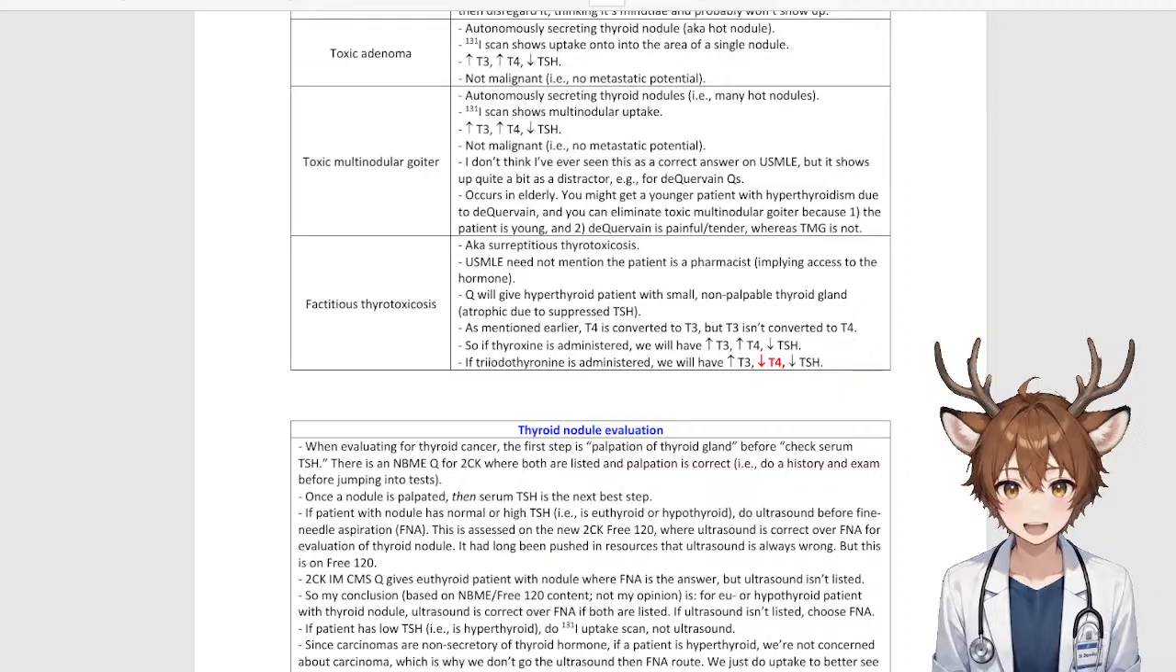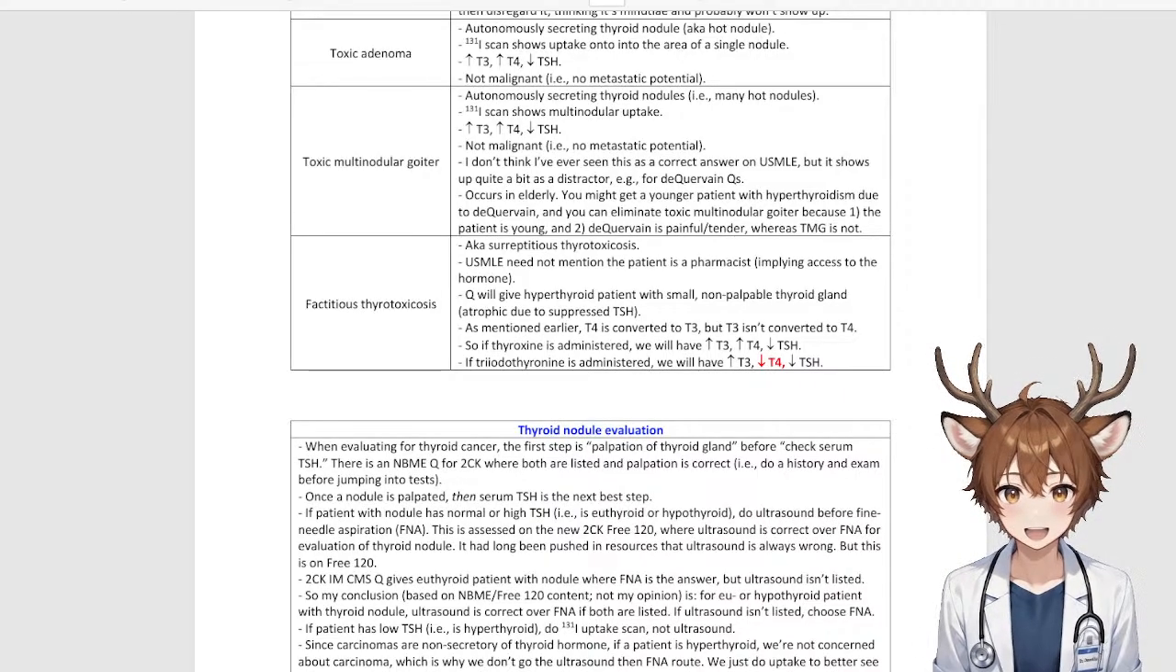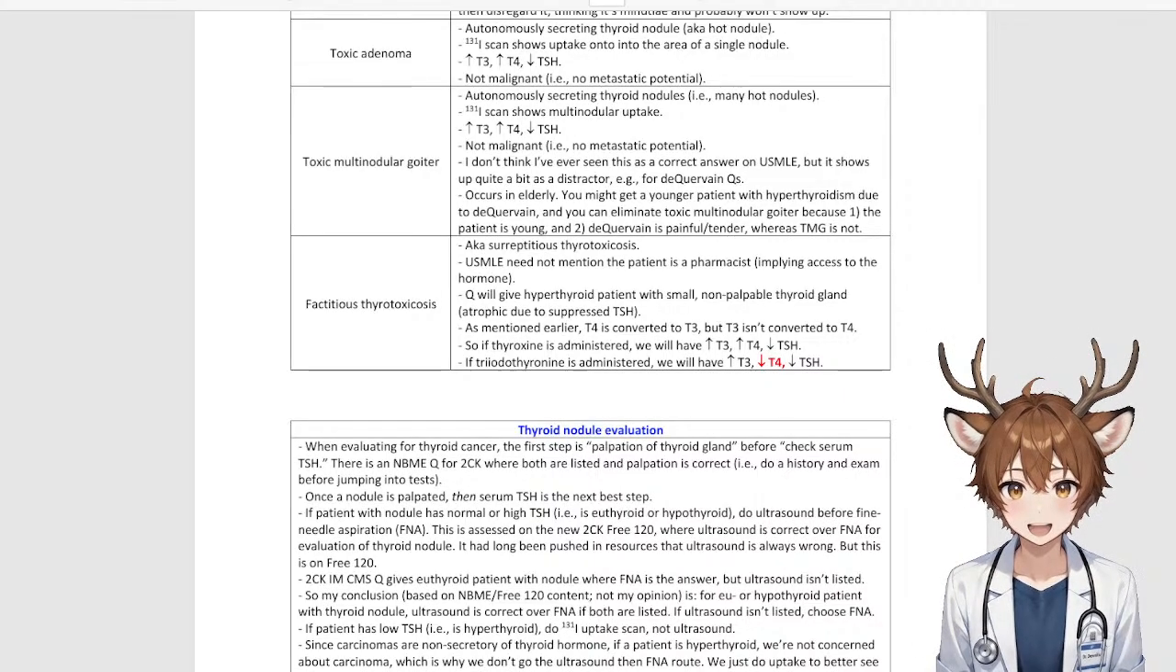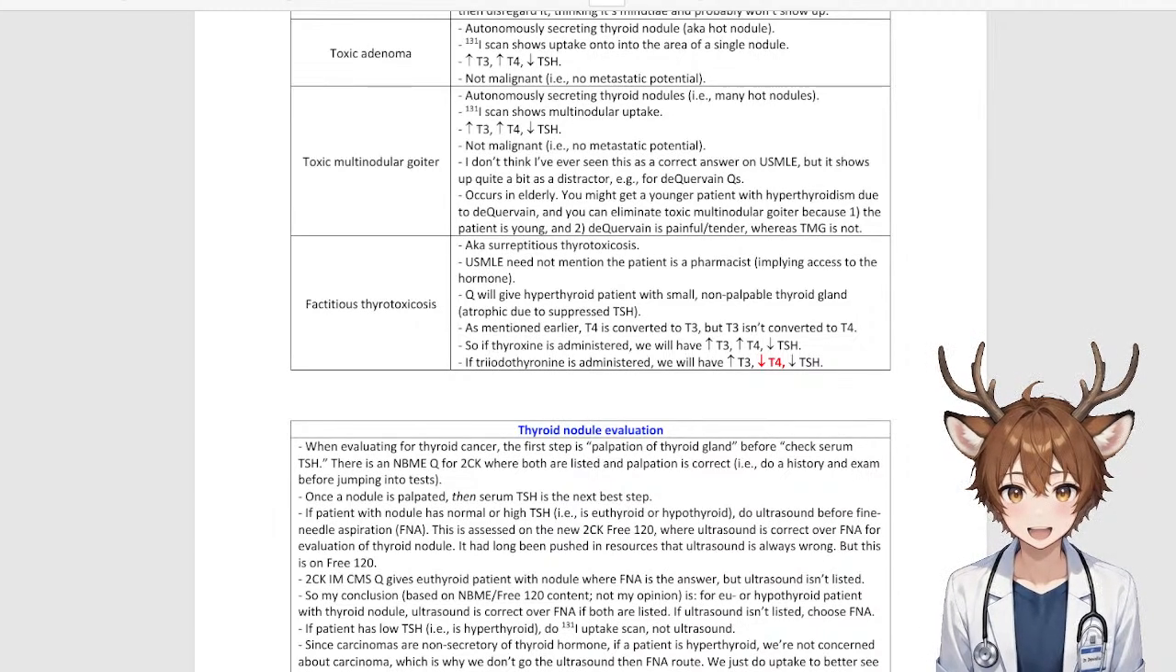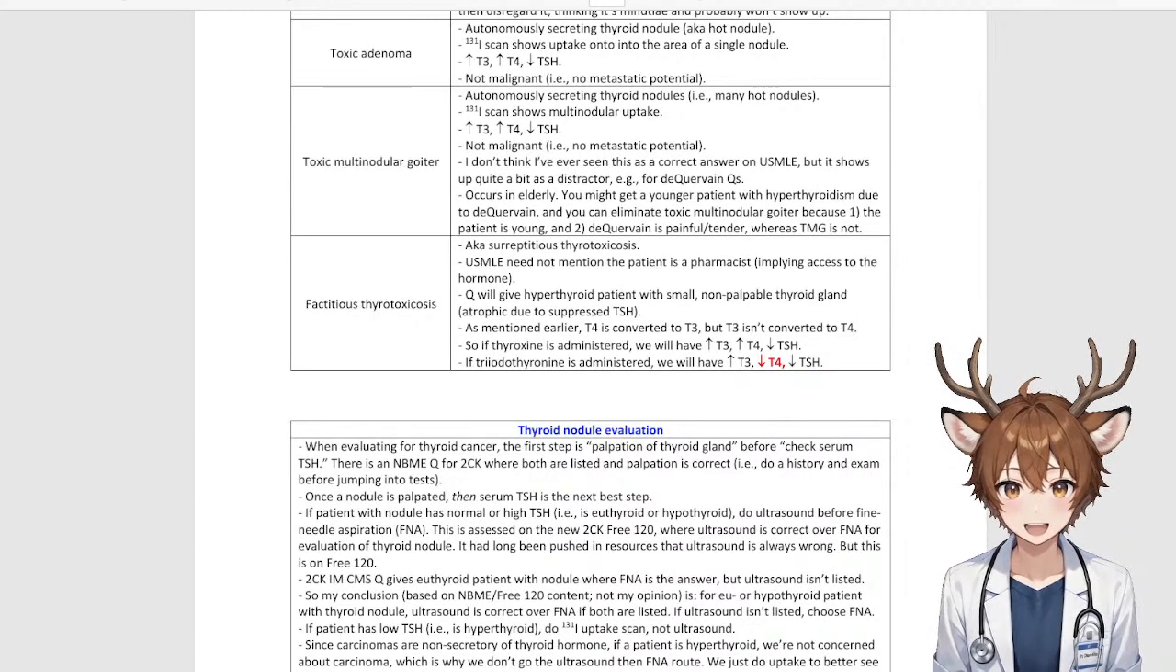Factitious thyrotoxicosis, aka surreptitious thyrotoxicosis. USMLE need not mention the patient is a pharmacist, implying access to the hormone. The question will give you a hyperthyroid patient with a small, non-palpable thyroid gland, atrophic due to the suppressed TSH.